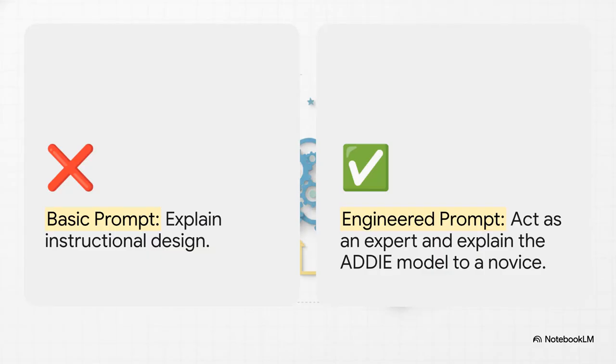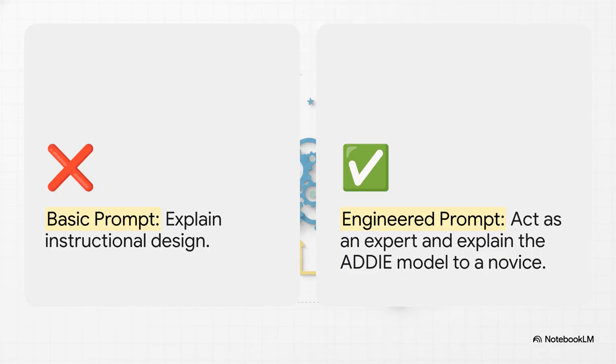But to really harness this smart tech, you need a brand new digital literacy skill, and that's prompt engineering. Think about it. A basic prompt just says, explain instructional design. And the AI, it'll likely give you a generic, kind of boring response. But an engineered prompt gives a role, a specific framework, a target audience, and a format constraint.